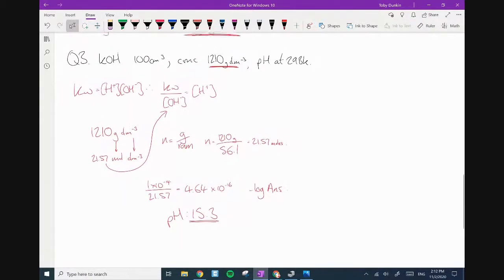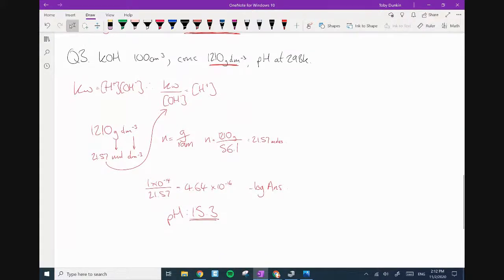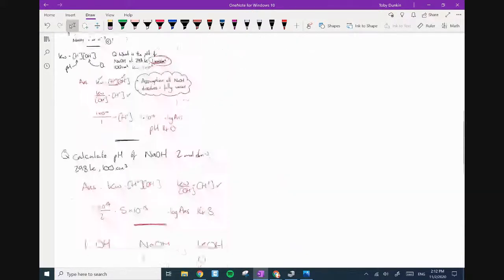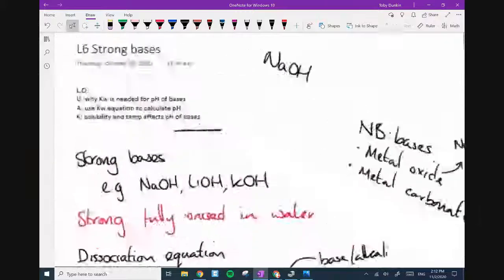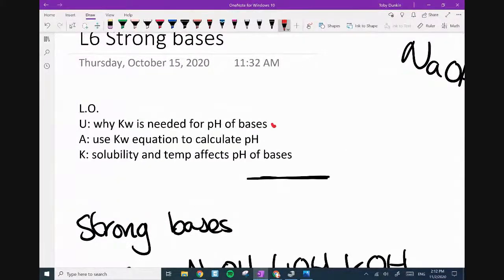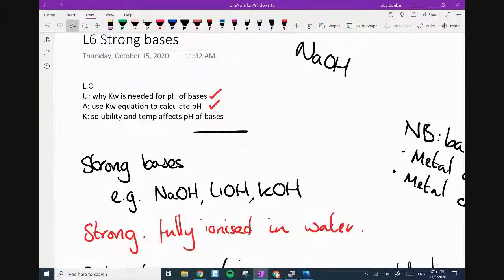Winner. Right. Okay. Fab. So what we can now do, go to my learning objectives. We understand why Kw is needed for pH of bases, because it links H plus and OH minus together. We can use Kw to calculate pHs. Now I just need to talk about solubility and temperature effects on pHs.